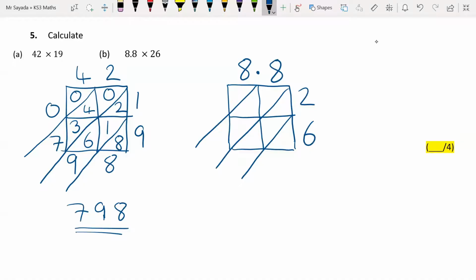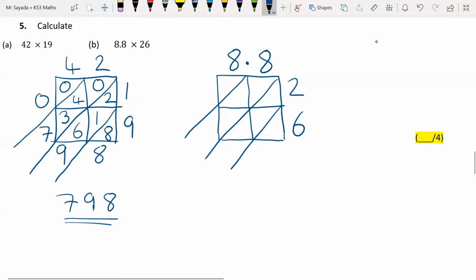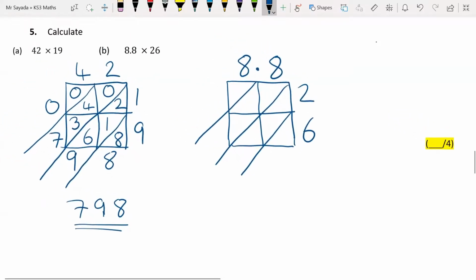You could put them the other way around. You could put the 26 on the top and the 8.8 down the side. Both work. Let's now do the multiplications together. Say your answers to the video. What's 8 times 2? You should have said 16. What's 8 times 6? You should have said 48.